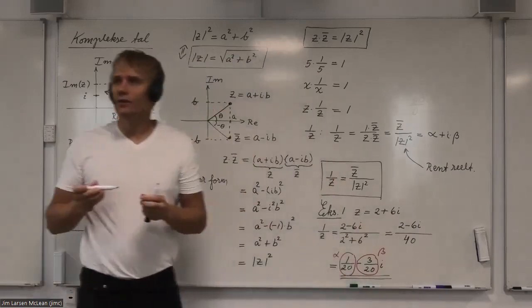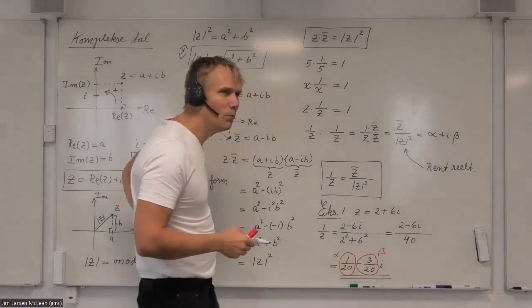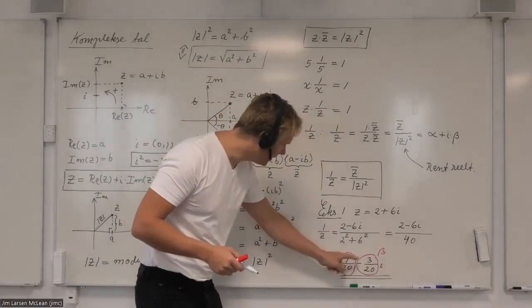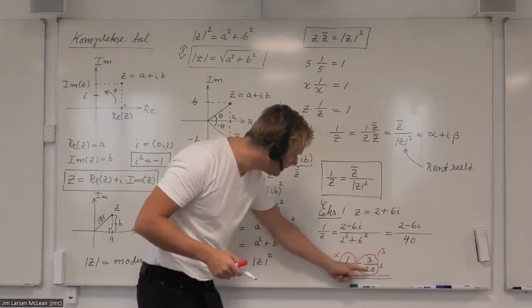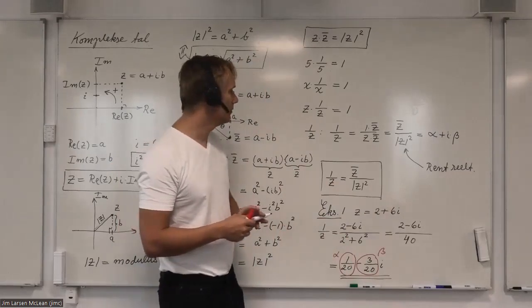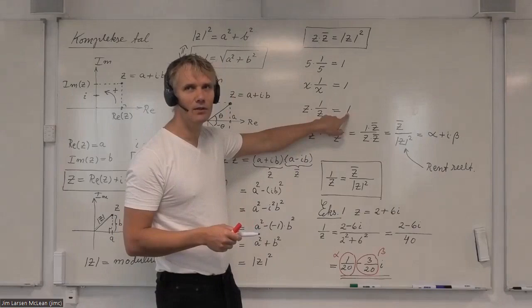And now we found that reciprocal element. And what does that mean? It means if you take this number I got here, 1/20th minus 3/20ths i, a complex number, and multiply it by the number 2 plus 6i, then hopefully I'll get the number 1. Otherwise, it's not the reciprocal element.